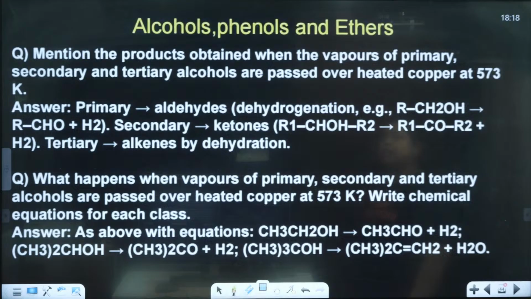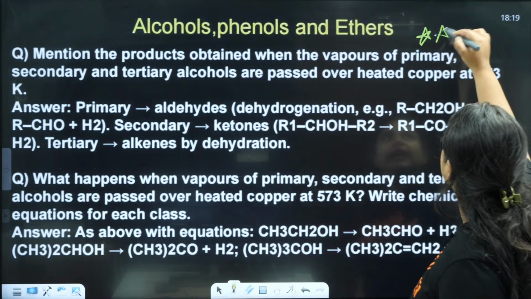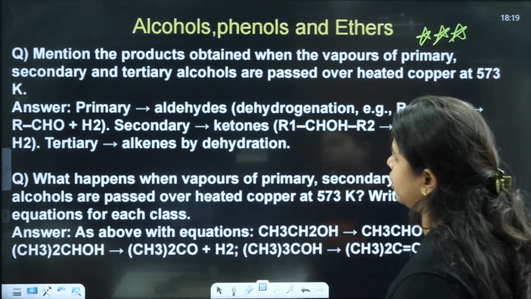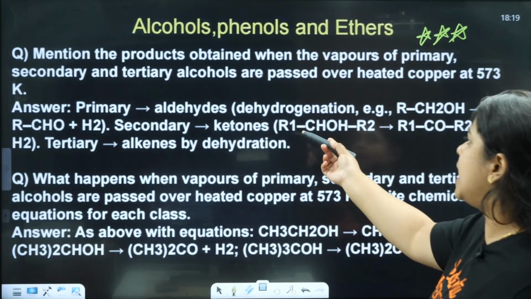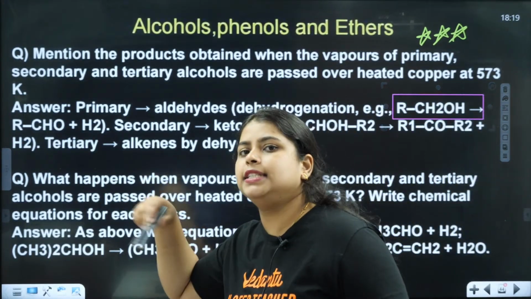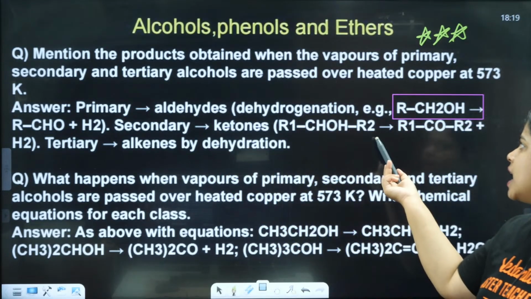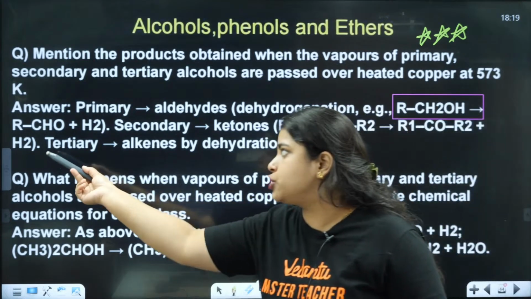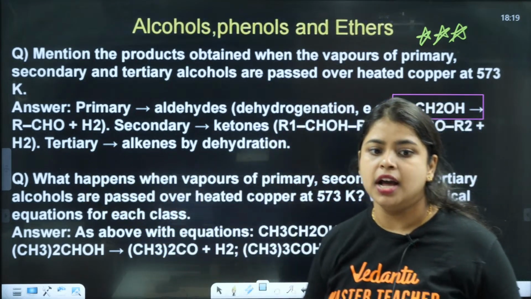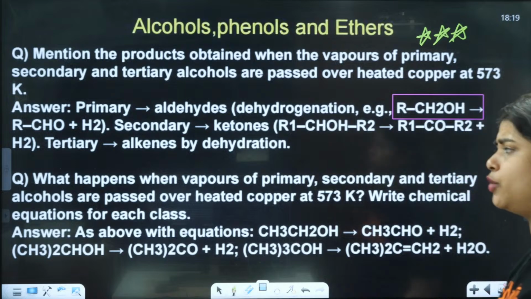Next, mention the products obtained when the vapors of primary, secondary and tertiary alcohols are passed over heated copper at 573 Kelvin. This is very important, guys. Most asked question. Primary gives aldehydes, that is dehydrogenation. Example, RCH2OH gives RCHO plus H2. Secondary gives ketone, that is R1CHOHR2 gives R1COR2 plus H2. Tertiary gives alkenes by dehydration. Yes, very good, Mohammed. This is how it's going to be forming.